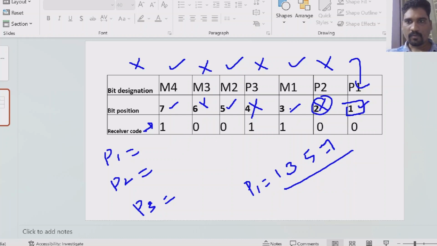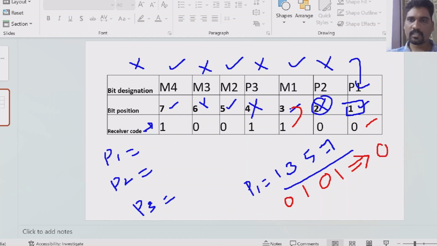Receiver value for the first location is 0, right? You write down 0. For the third location, what is the value? The location value is 1, receiver code. For the fifth location, what is the value? 0. For the seventh location, what is the value? 1. As per the given question, which parity do we need to use?